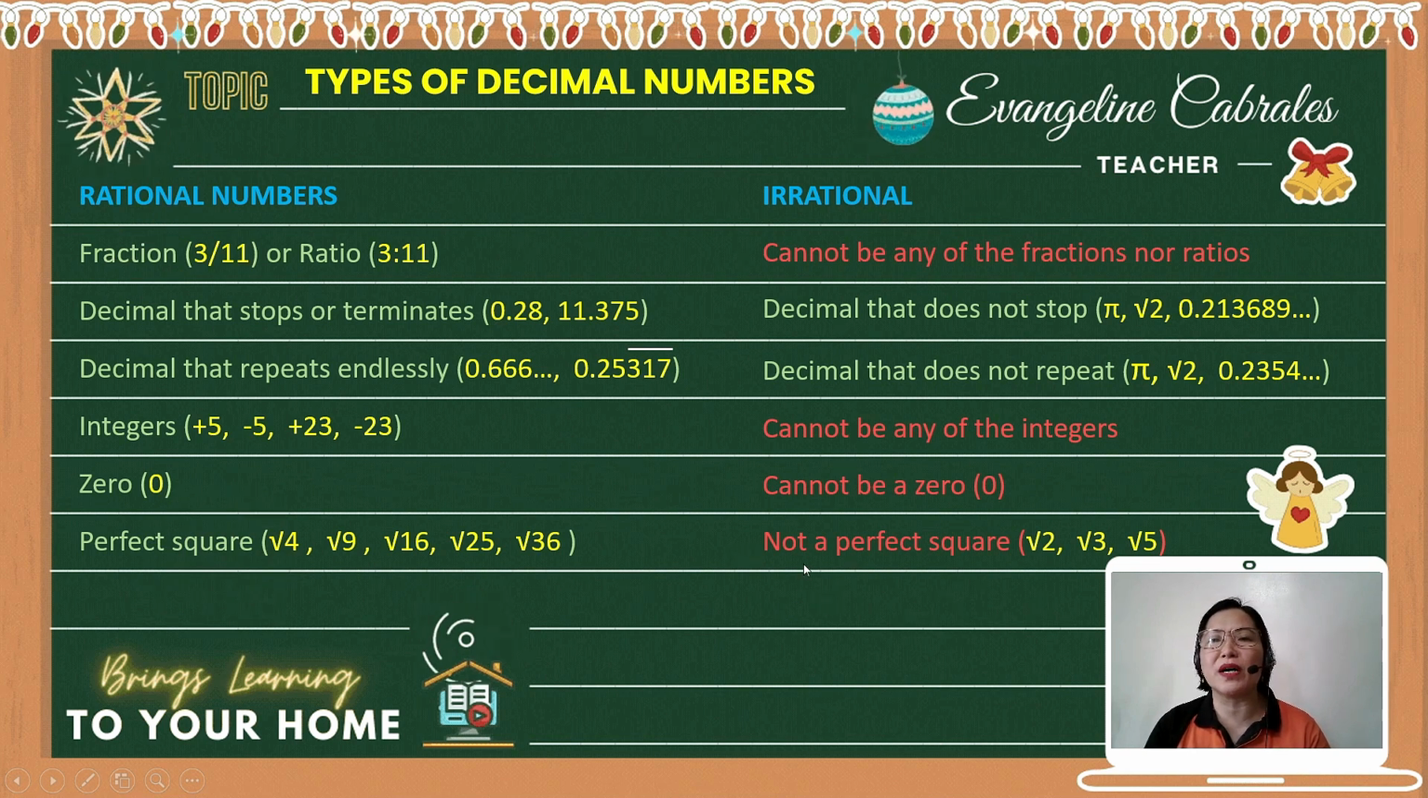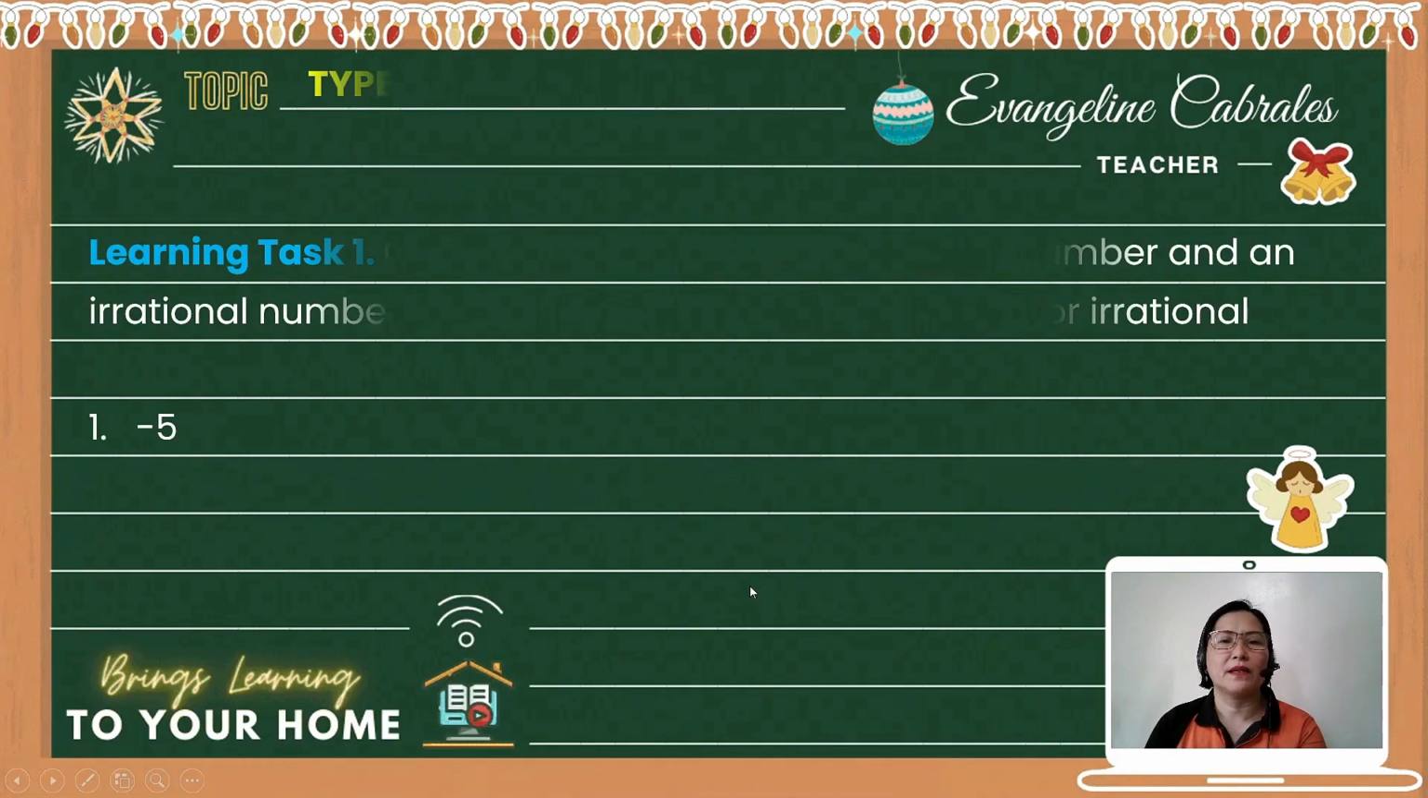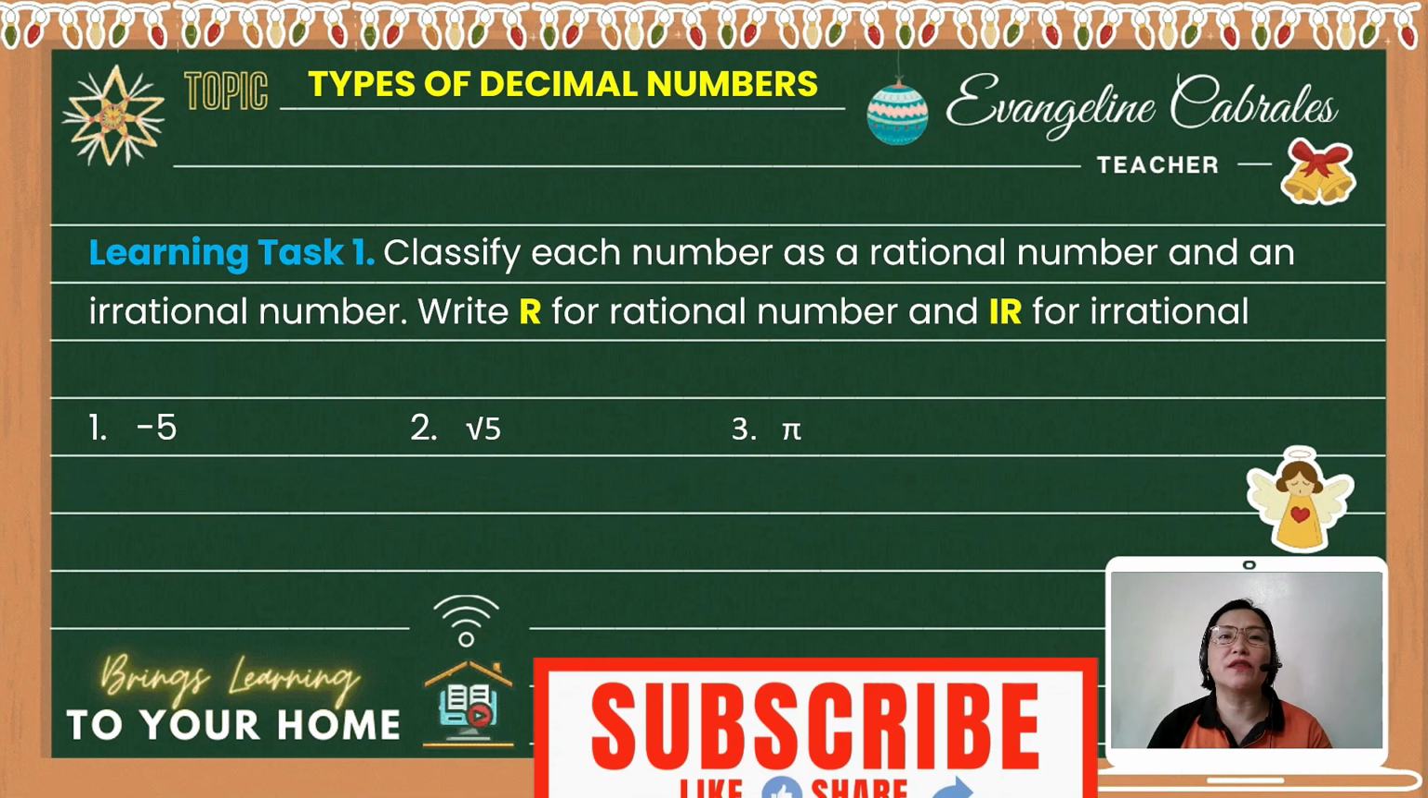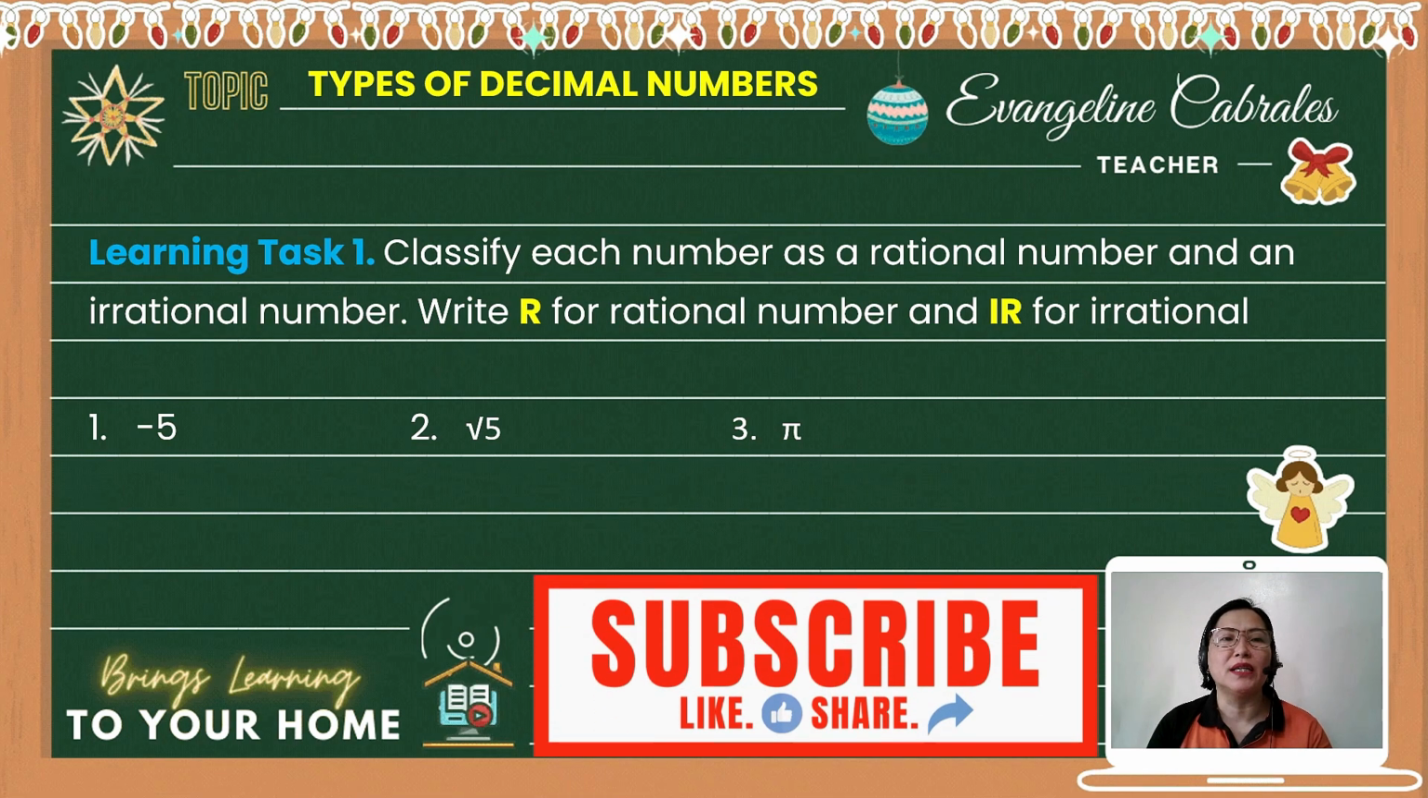Irrational numbers naman ang not a perfect square. Kagaya nga ng square root of 2, square root of 3, square root of 5. Kasi ang magiging equivalent ng mga yan, kapag in-extract mo, ay decimal or numbers that does not stop. Okay? So, yon ang tungkol sa rational and irrational numbers.